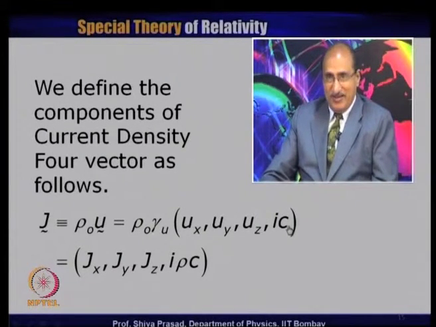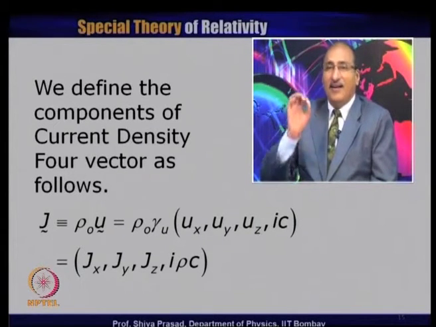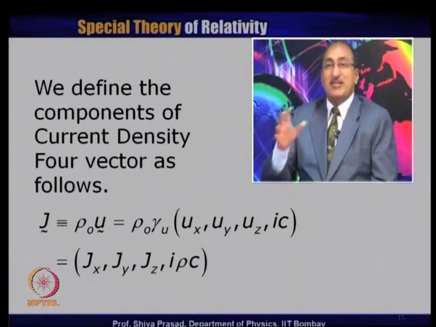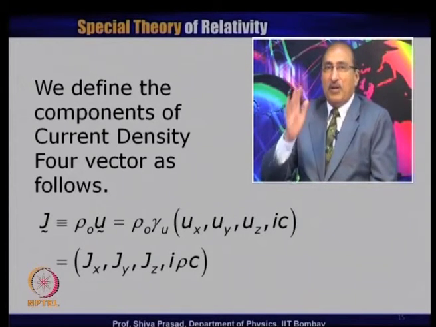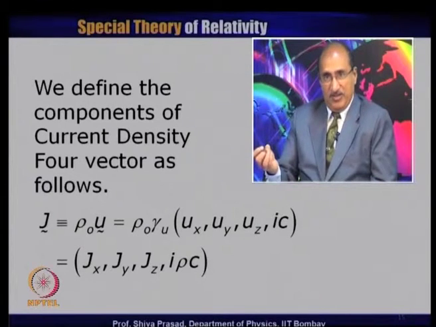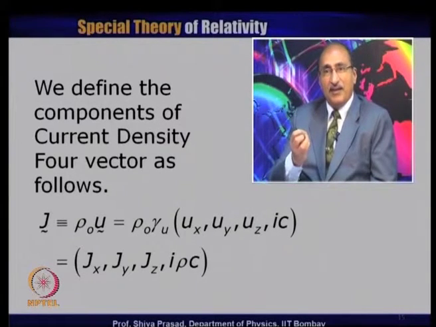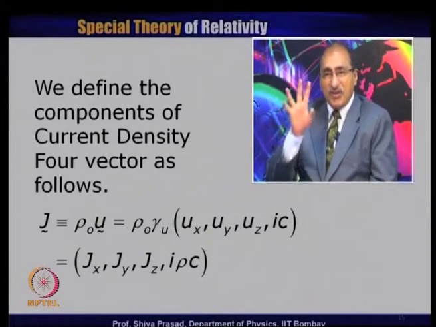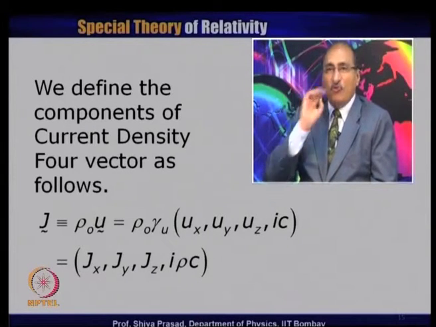So what we see is that the first 3 components of the current density 4 vector are actually the real current density as seen in that particular frame. It is like momentum. In the momentum 4 vector, the first 3 components are the momentum as observed in a particular frame of reference. Similarly, current density components are the first 3 components of the current density 4 vector.